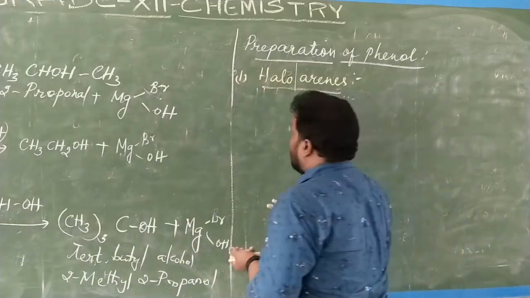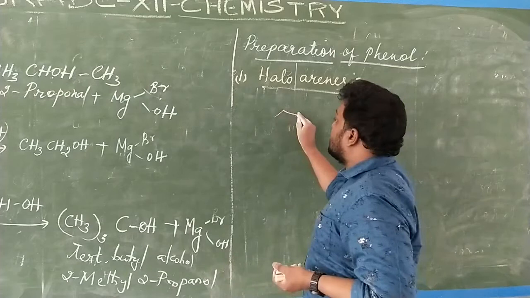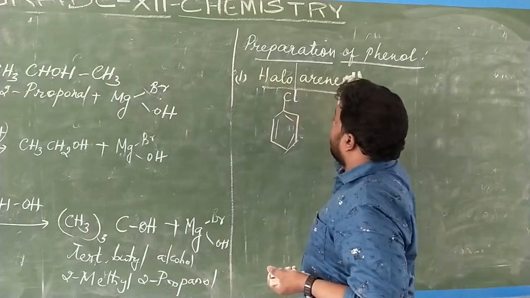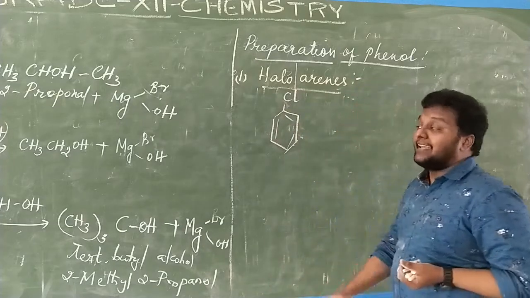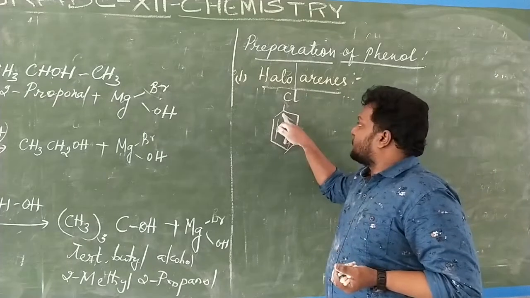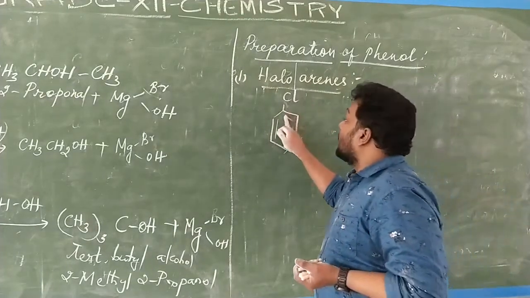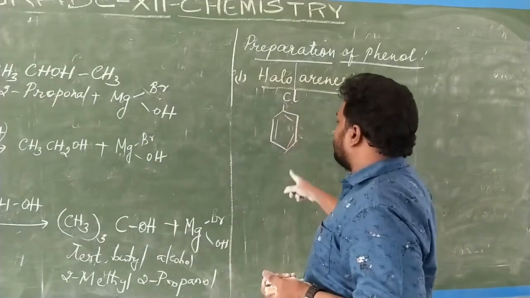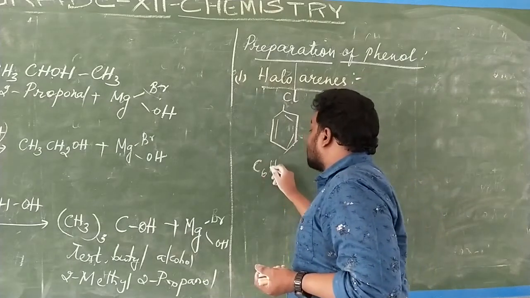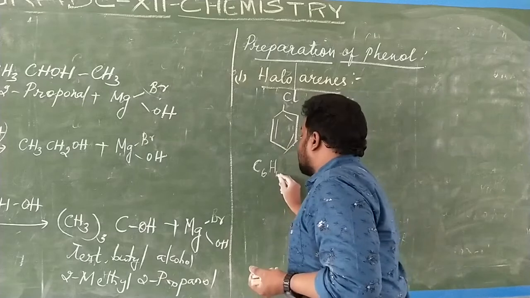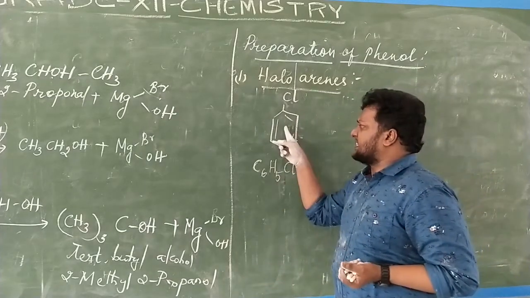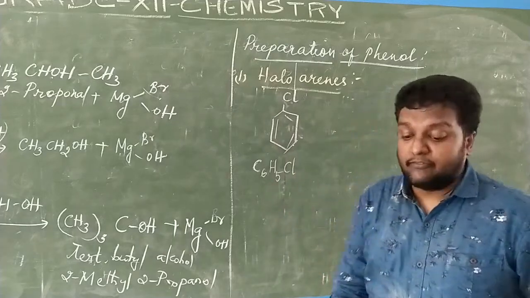Haloarene. See the formula how I am writing it, listen carefully. For an arene, the halogen is Cl. So chlorine is getting added. How can I write the molecular formula? The arene formula is C6H6. One hydrogen has to get substituted, then only I can add Cl. This is the structural formula, and this is the molecular formula.